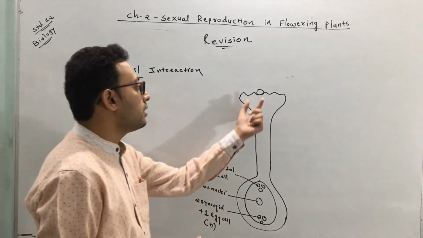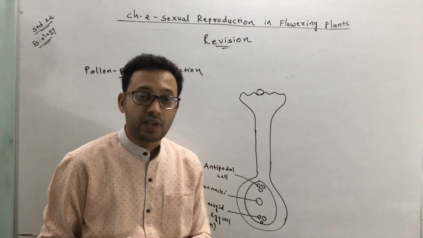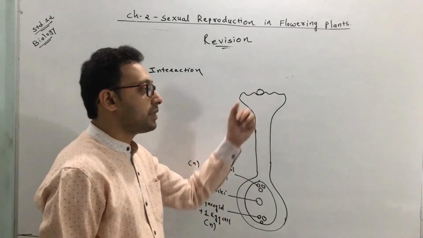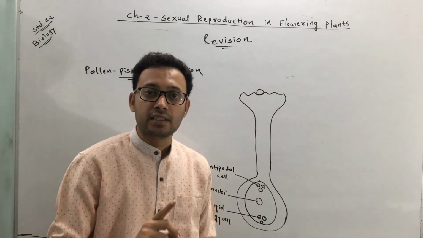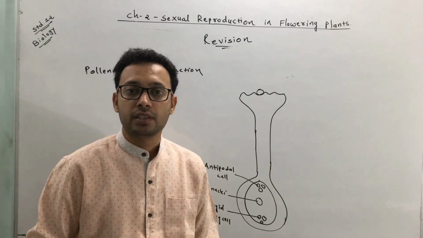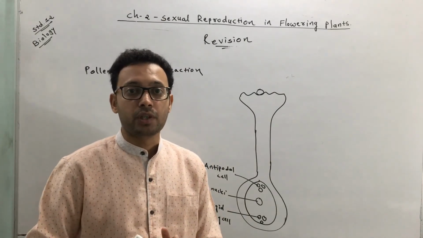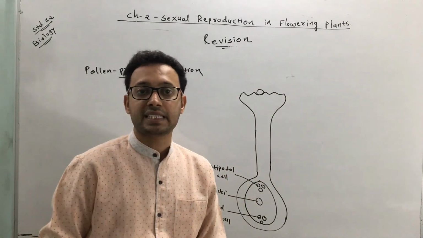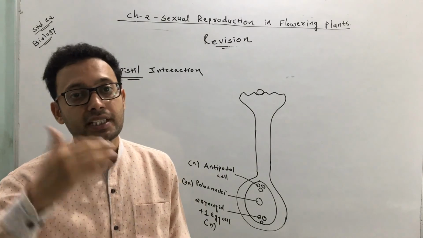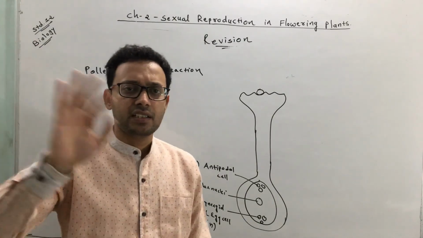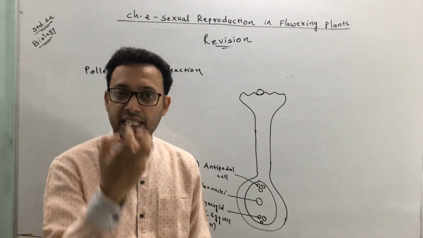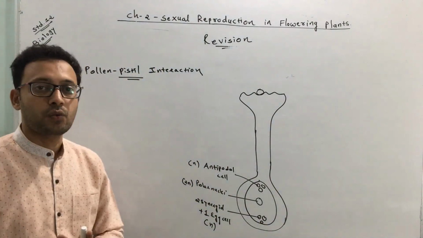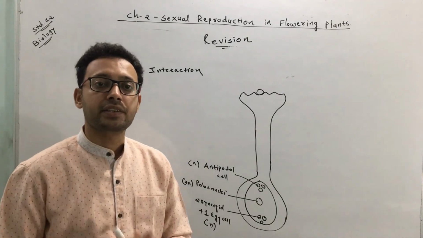the stigma will decide whether to accept this pollen grain or to reject it. The acceptance of the pollen grain occurs if it is a compatible pollen. If it is incompatible pollen, then it will be rejected. If rejected, no process will happen. If it is accepted, then the further process, the interaction between pollen and pistil, starts. What we call pollen-pistil interaction.